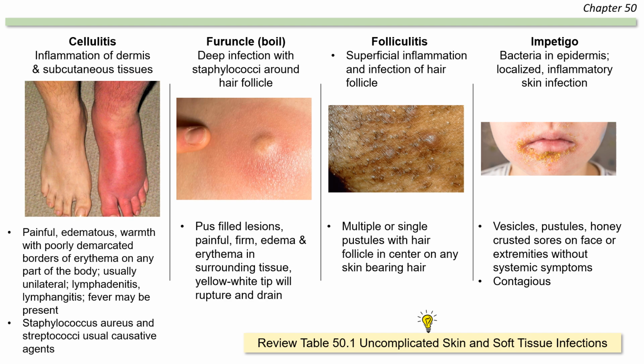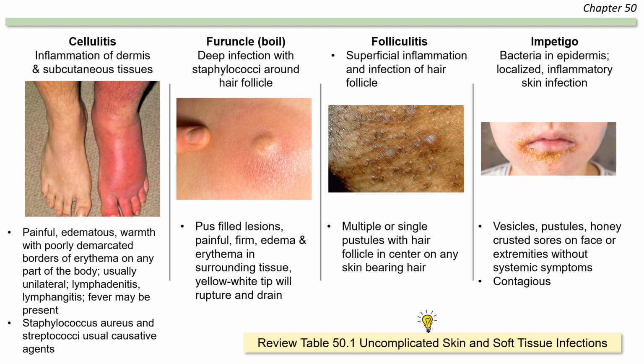It can be, like this picture shows, multiple or single little pustules with a hair follicle in the center. That can be painful. We do the same thing. We want to provide warm compress for natural drainage. If any of these, because this is bacteria, if they get really big and they require incision and drainage, they may also need to be packed, like as part of wound care, and they may need antibiotics. And again, only skin conditions that are below the epidermis will need systemic antibiotics.